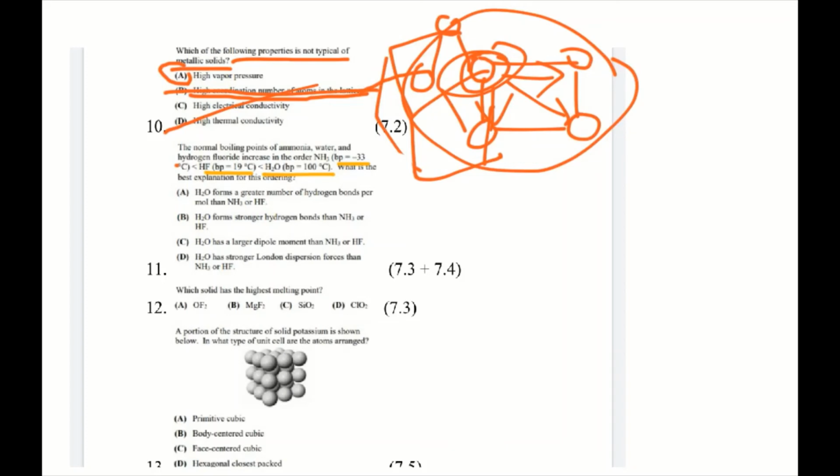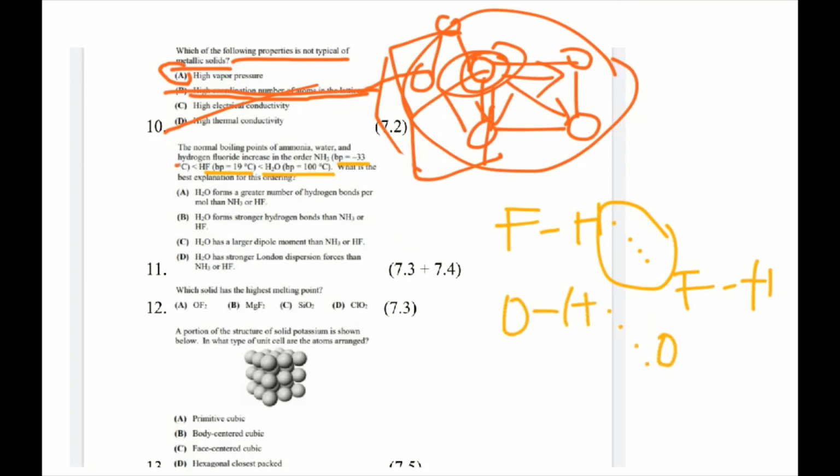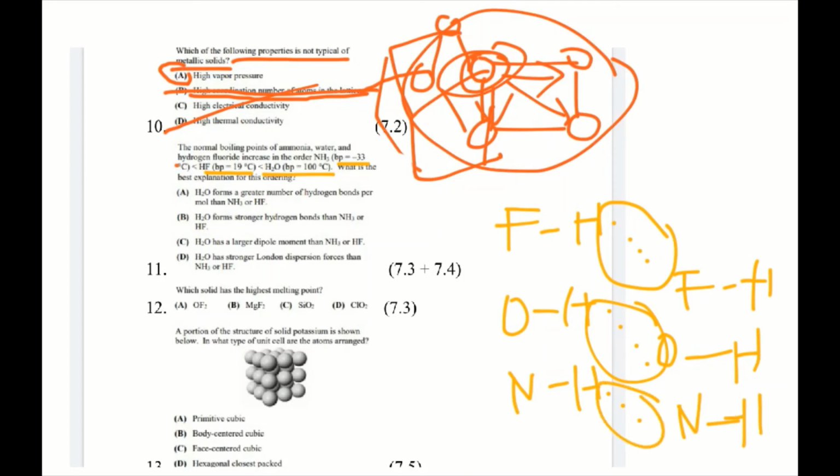So if we remember, the strength of hydrogen bonds goes from FH being the strongest, and when I mean hydrogen bond, I mean this. And then comes OH, so the OH hydrogen bond is that. And then the weakest of them all will be the NH hydrogen bond. So we have to think about why the boiling points do this. So let's think about what A says. H2O forms a greater number of hydrogen bonds per mole than NH3 or HF.